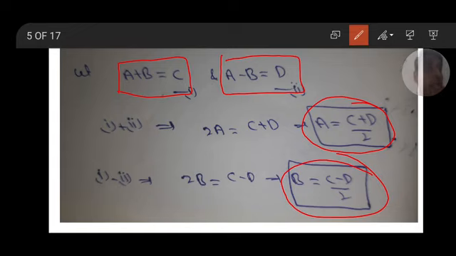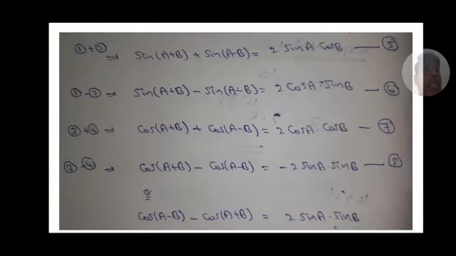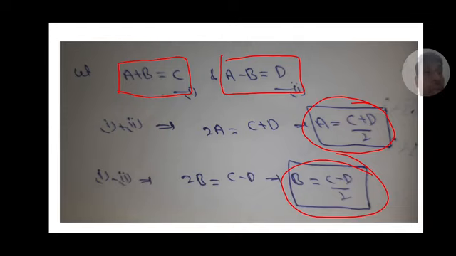These values substitute in the equations, formulas we discussed in this one. So substitute in the A plus B and A minus B. In this place we have D, and A plus means C plus D by 2. In the place of B, C minus D by 2. These 4 values: A plus B value, A minus B value, A value, B value.